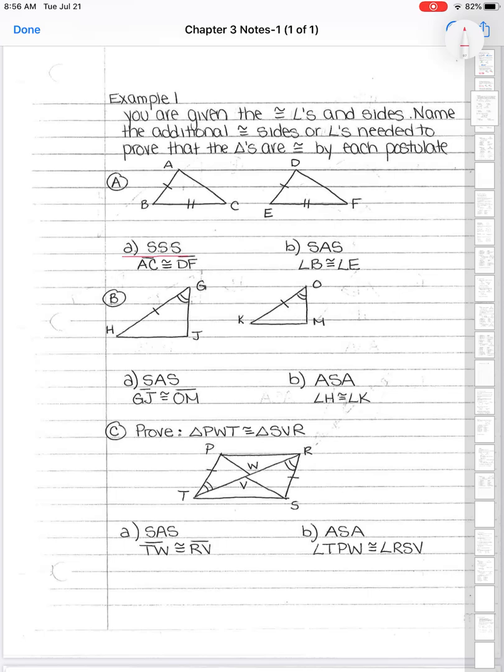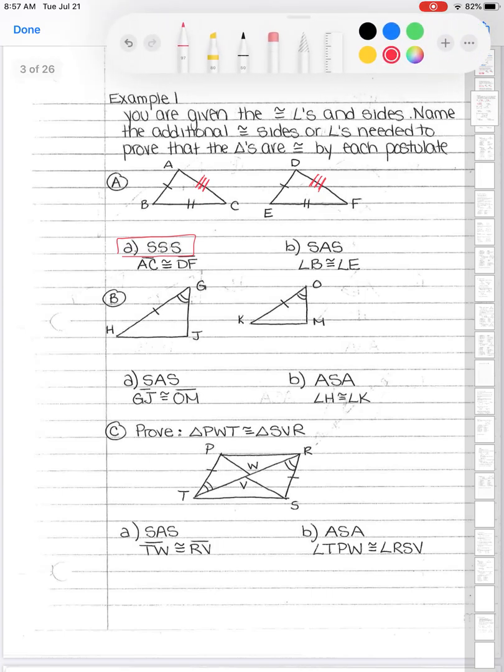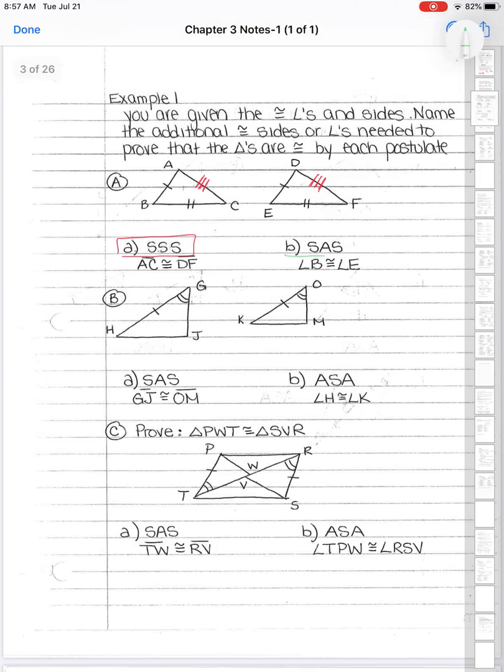All right, so let's try example number 1. So it says you're given the congruent angles and sides, and we want to name the additional congruent sides or angles that are needed to prove that the triangles are congruent by each postulate. All right, so the first one, we have 2 triangles, ABC and DEF. We have 2 sides marked. And for A, we want to prove it by side, side, side, which means I need all sides accounted for.